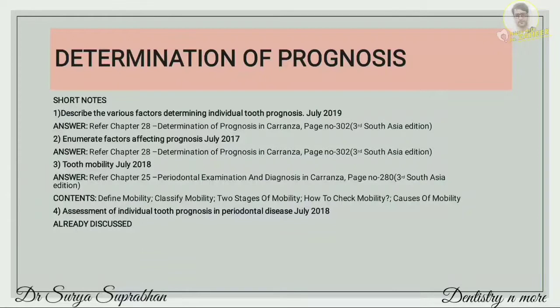And then also mention the causes of mobility. That much is enough because it's a short note. And then assessment of individual tooth prognosis and periodontitis, that is already discussed.